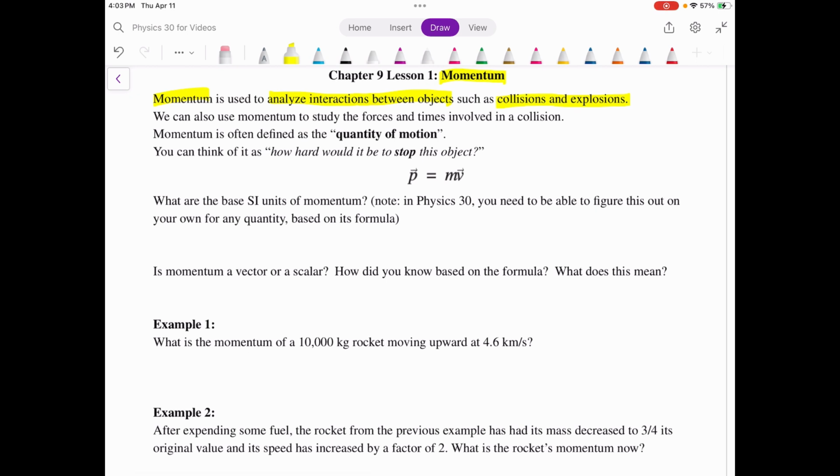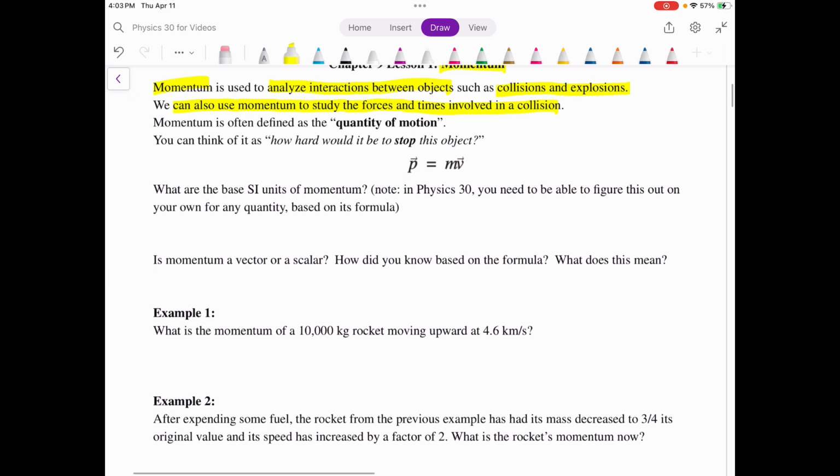We can also, and we'll do this today, use momentum to study the forces and the times involved in a collision, and therefore how damaging a collision can be. You hear this term thrown around. This is what Isaac Newton said when he talked about momentum. He defined it as the quantity of motion. What does that mean? It basically means how much oomph does this thing have, right?